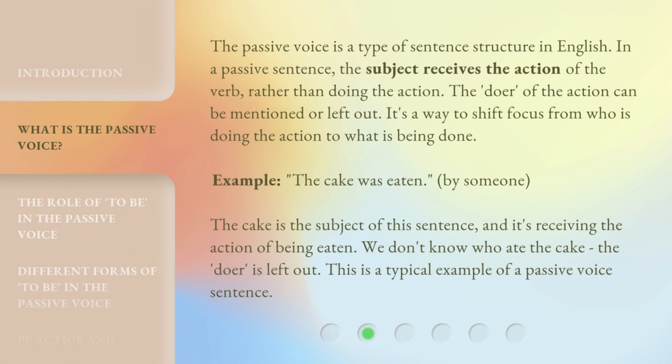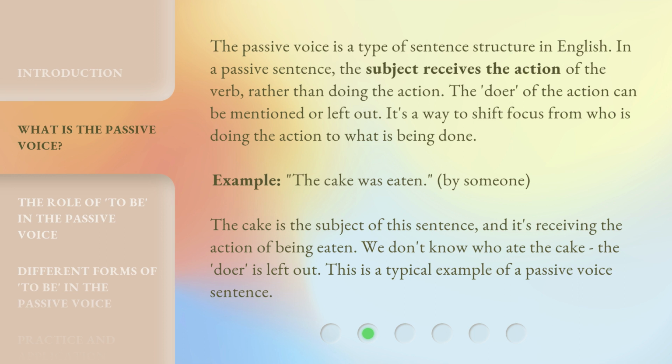The passive voice is a type of sentence structure in English. In a passive sentence, the subject receives the action of the verb, rather than doing the action. The doer of the action can be mentioned or left out. It's a way to shift focus from who is doing the action to what is being done.